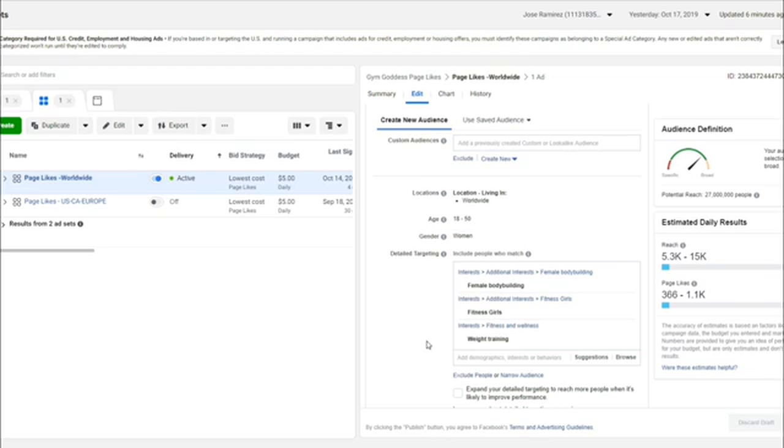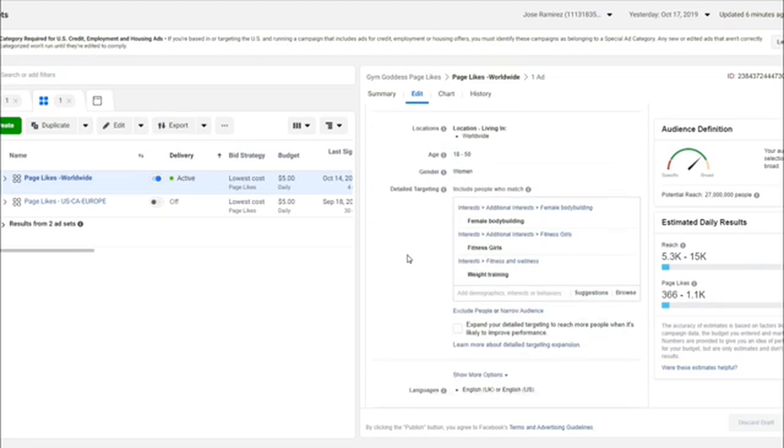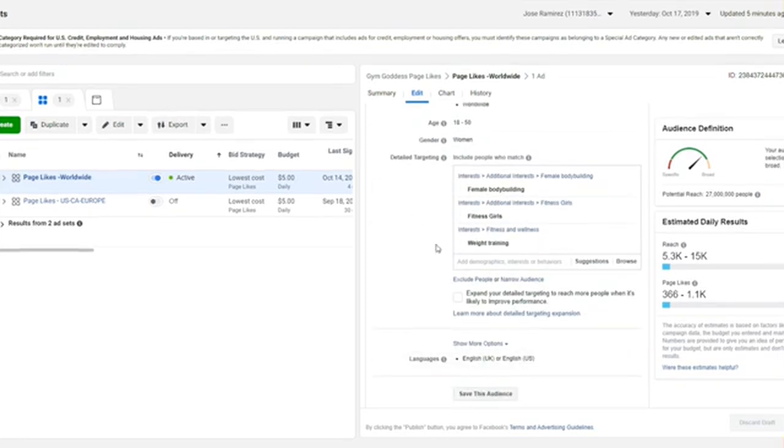The only aspect that I like to do consistently with every new niche page that I launch, is a worldwide audience, the age range between 18 to 50, and the English speaking countries. So basically the only thing that will change is the detailed targeting section, because that truly depends on the topic of your page, on what you're going to be targeting, what type of audience you want for your page, and usually the gender.